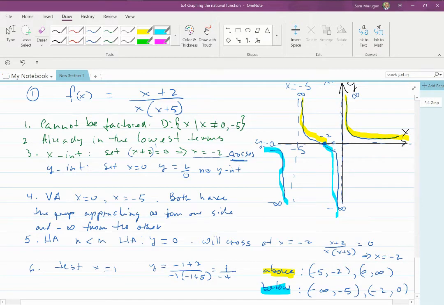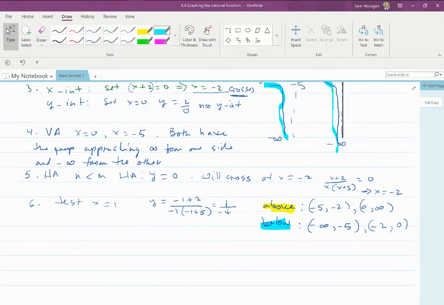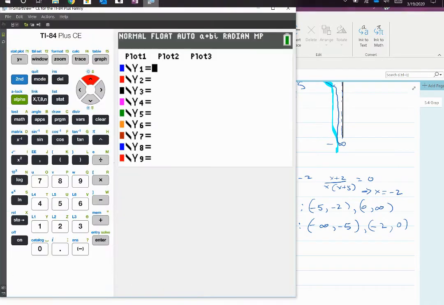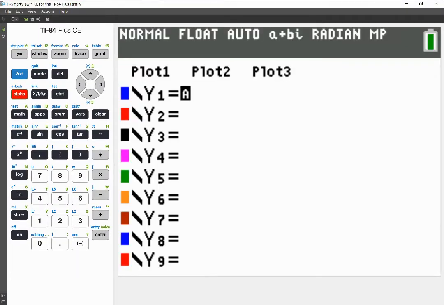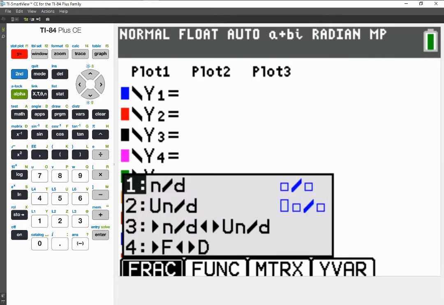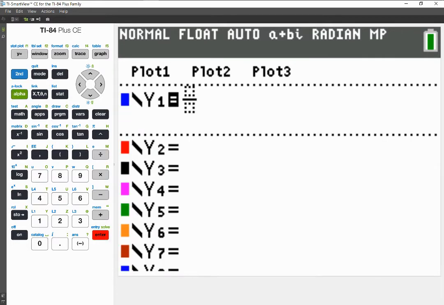And the last thing I'm going to do is go ahead and put this graph into the calculator and confirm that it's the correct graph. Okay. So let's go ahead and put that in our calculator. I'm going to use the fraction bar to make it easy for us. Fraction, and the top of this function is x plus 2. The denominator of the function is x times x plus 5.